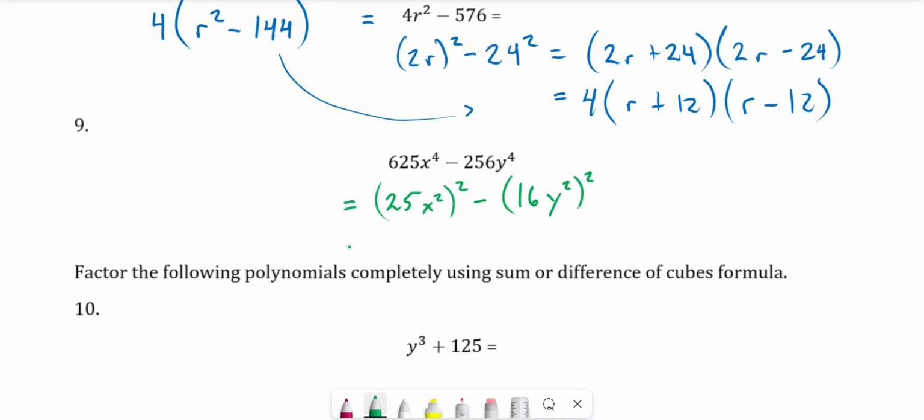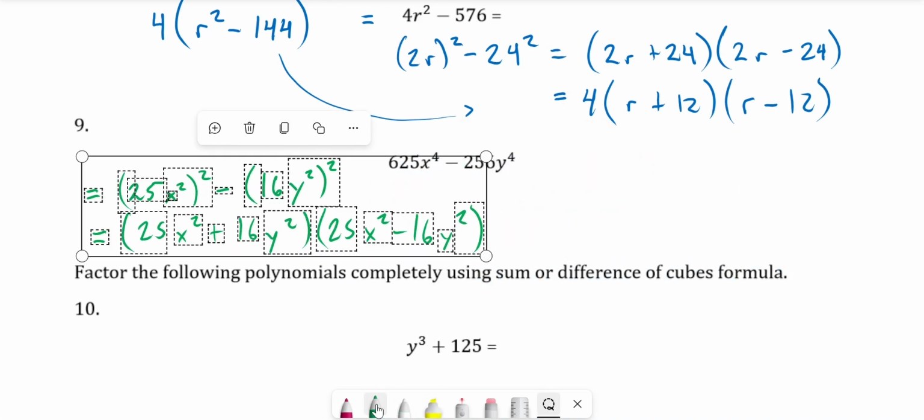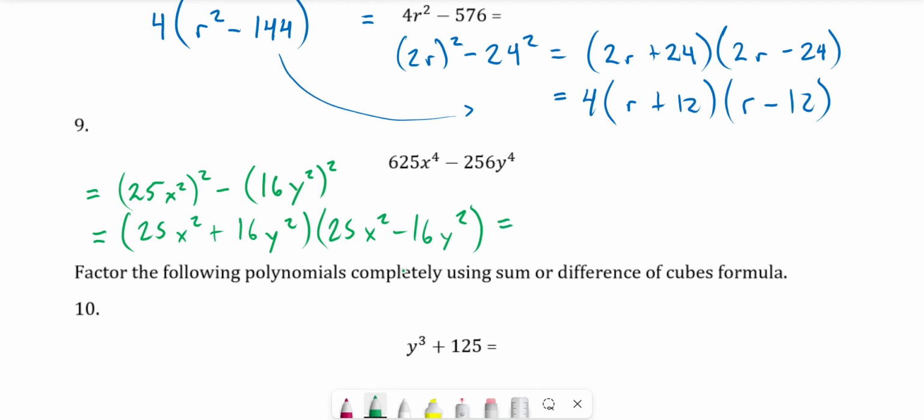So let's write this using the difference of squares formula. We would have 25x squared plus 16y squared times 25x squared minus 16y squared. But then you probably notice that this now is also a difference of squares. So let's move this over and continue our factoring by factoring this second term, which is now also a difference of squares: 25x squared plus 16y squared, and the second term factors as 5x plus 4y times 5x minus 4y.